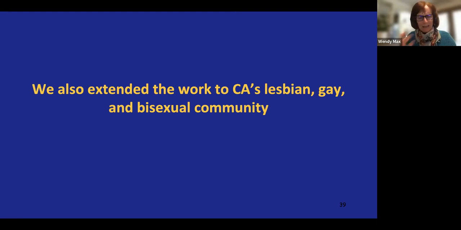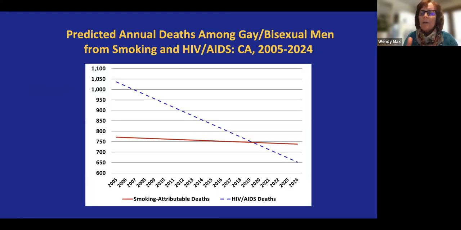As I said, we estimated costs for men and women in the community. But we also addressed the question that he had initially posed to me, which was to compare deaths from HIV/AIDS and deaths from tobacco in this community. I think we just looked at gay and bisexual men. And here you see what we found. The blue line is deaths from HIV/AIDS, which were very high back in the early 2000s and have been falling dramatically because of treatments, prevention, changes in behaviors, and all sorts of things. So the rates are coming down.